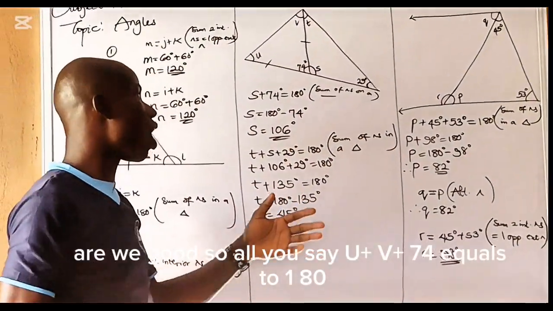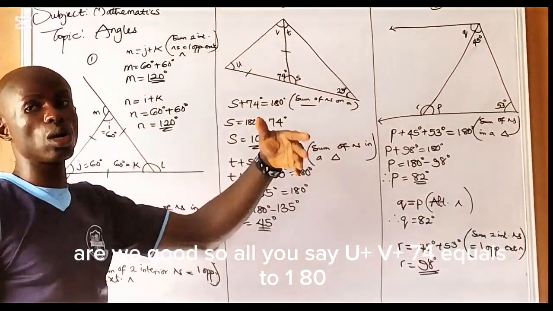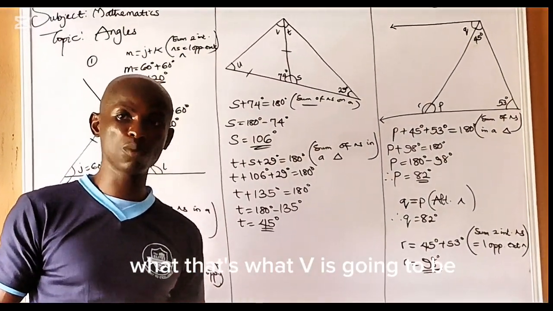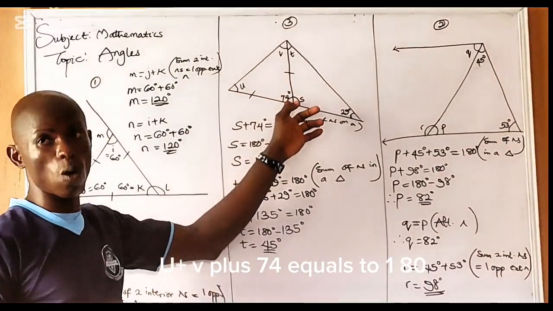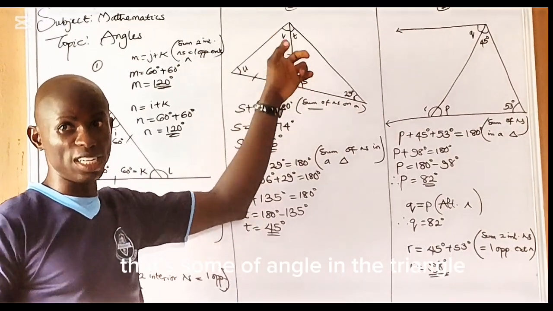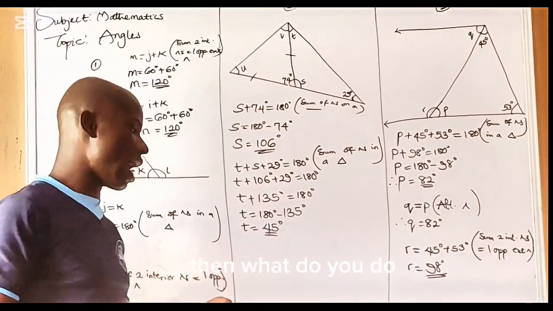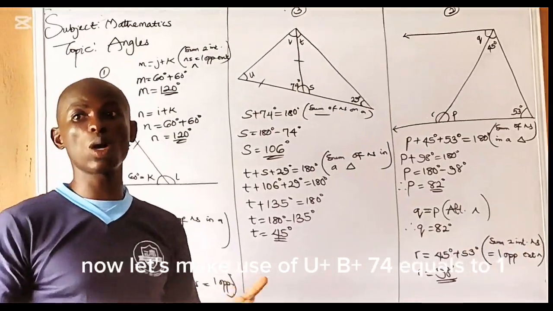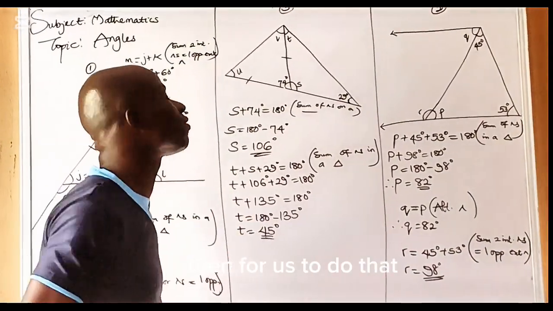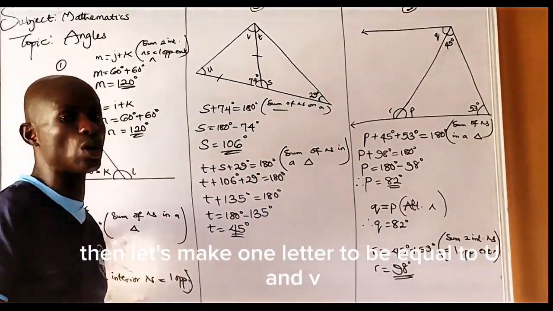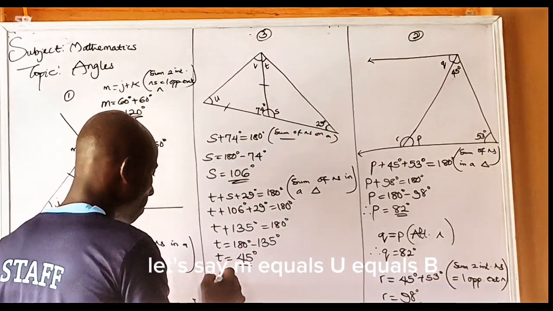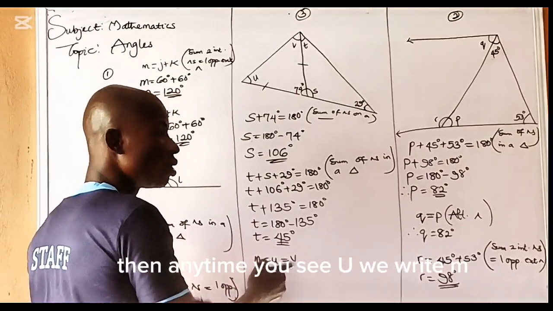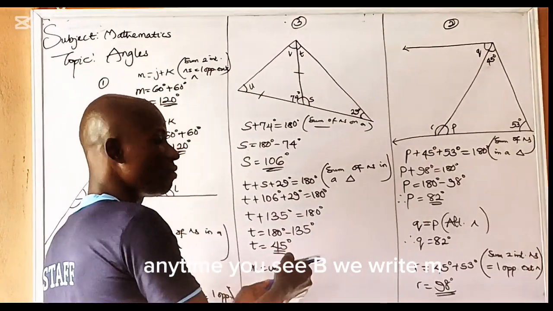Are we good? Or you say u plus v plus 74 equals 180, sum of angles in a triangle. And don't forget that whatever u is, that's what v is going to be. Are you following? Then what do you do now? Let's make use of u plus v plus 74 equals 180. For us to do that, let's make one letter equal to u and v. Let's say m equals u equals v. Then anytime you see u, we write m. Anytime you see v, we write m.